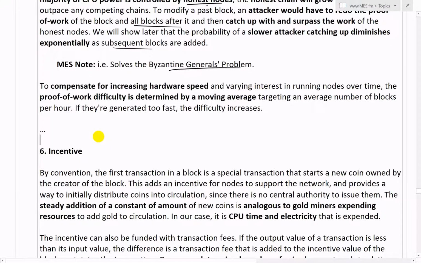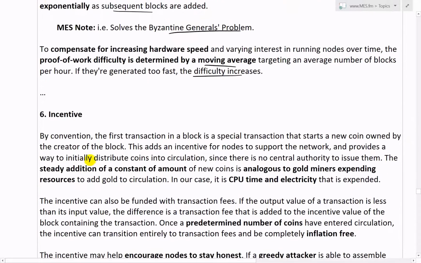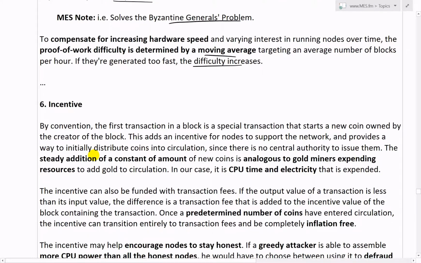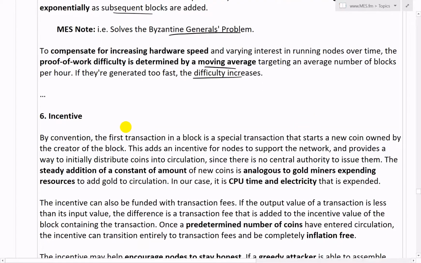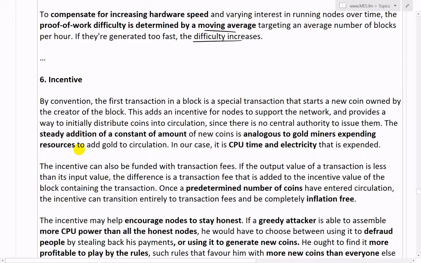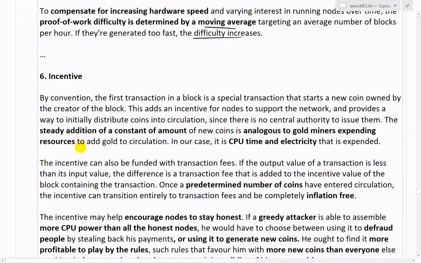So to compensate for increasing hardware speed, as computers get faster, and varying interest in running nodes over time, the proof of work difficulty is determined by a moving average, targeting an average number of blocks per hour. And yeah, if they're generated too fast, the difficulty increases. So it even targets the rate you're doing. If an attacker comes and tries to do it really, really fast, well, it'll increase that difficulty as well, so it makes it even harder.